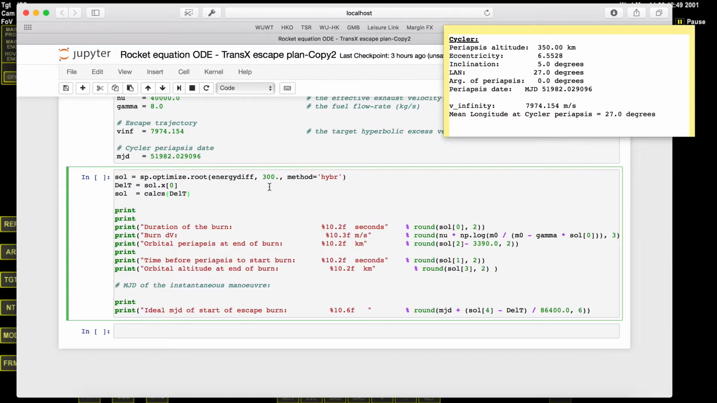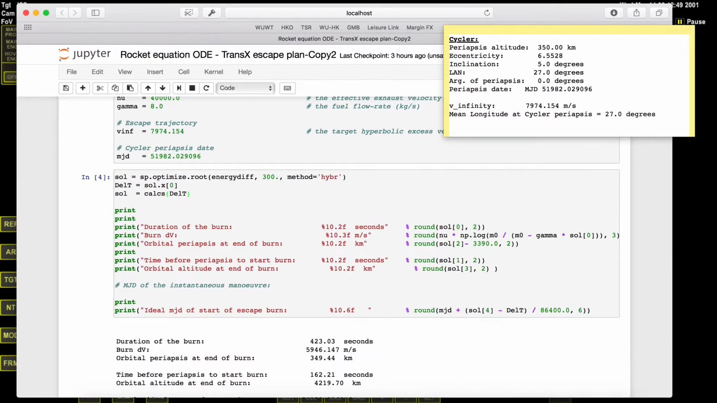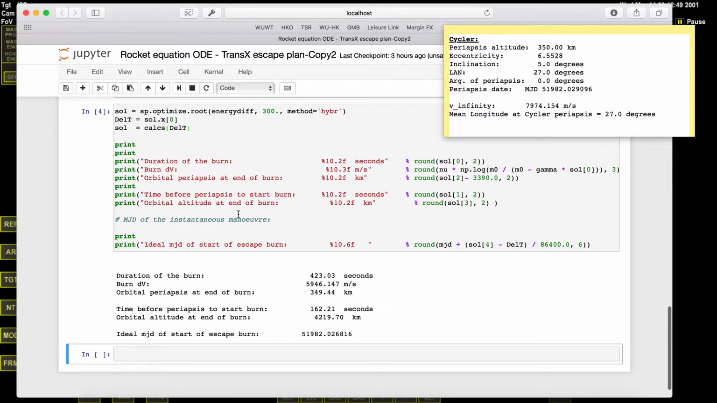Then I'm going to guess that the burn is going to be 300 seconds. Could be wrong, could be something else. It almost certainly will be something else. I hit shift return again, and I get Python's solution. The duration of the burn will not be 300 seconds, it will be 423.03 seconds. And yes, the 03 bit does actually matter.